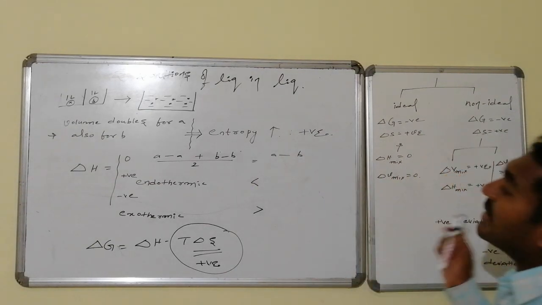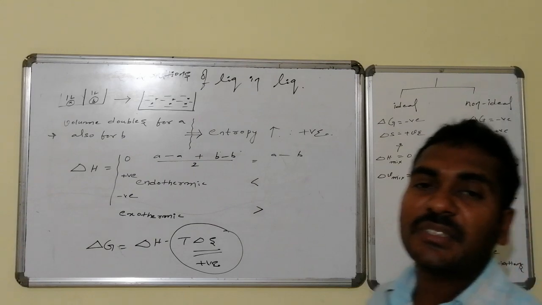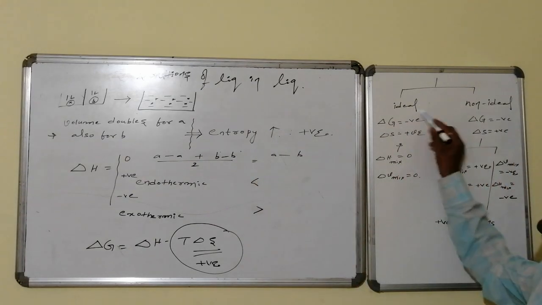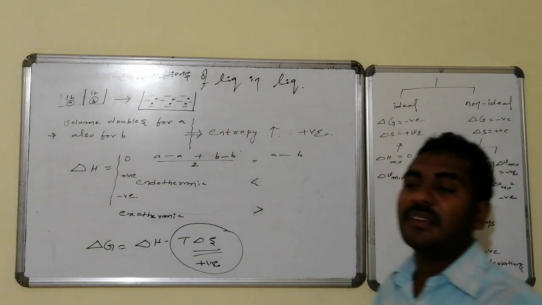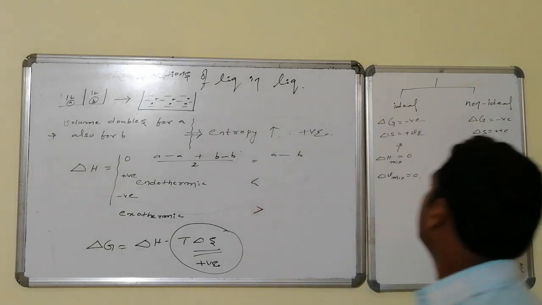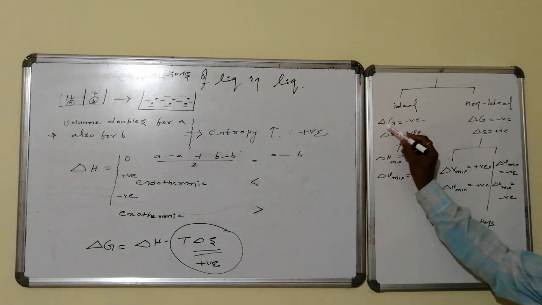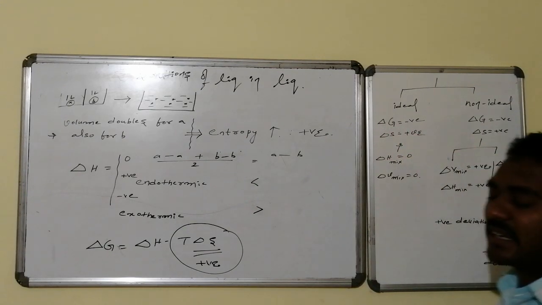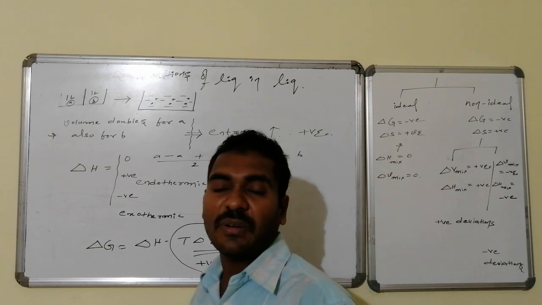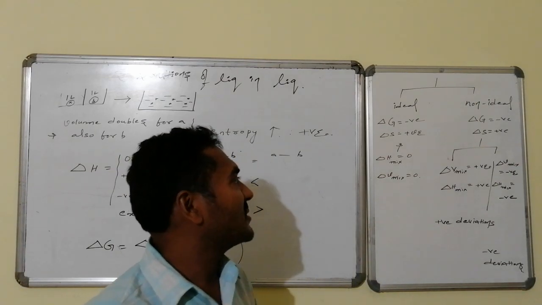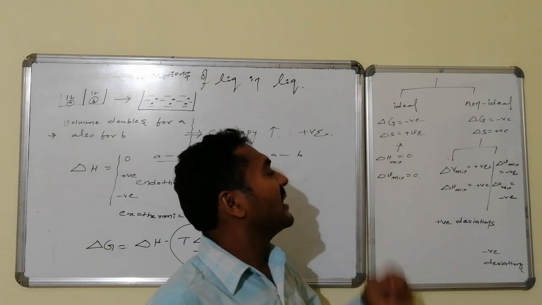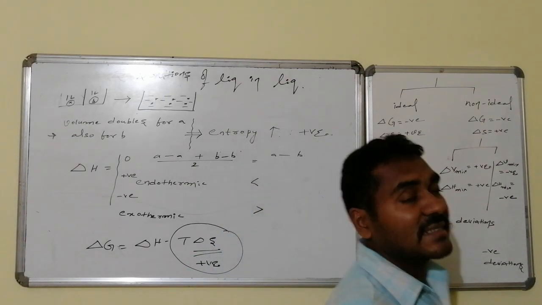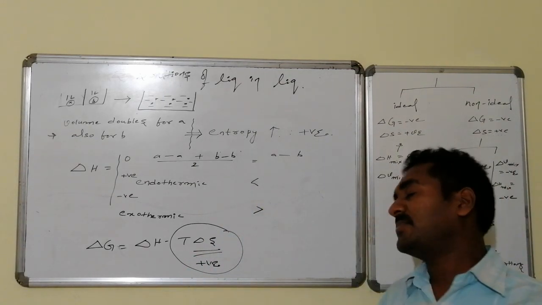Here we can divide the solutions into two categories. Certain solutions are known as ideal solutions and certain other solutions are known as non-ideal solutions. Ideal solutions are those where delta G and delta S are fixed: delta G is negative irrespective of quantity, and delta S is positive. Along with this, delta H mix and delta V mix are equal to 0. Then it is said to be an ideal solution.